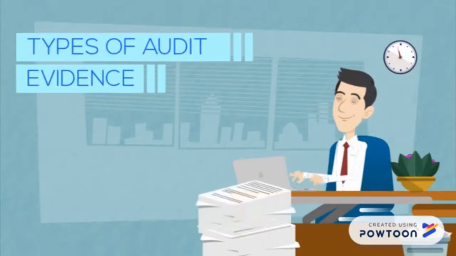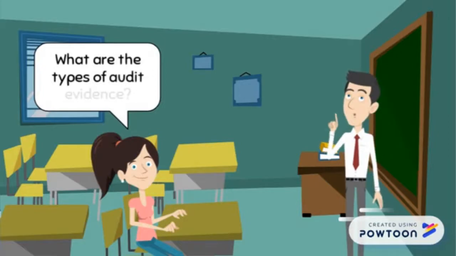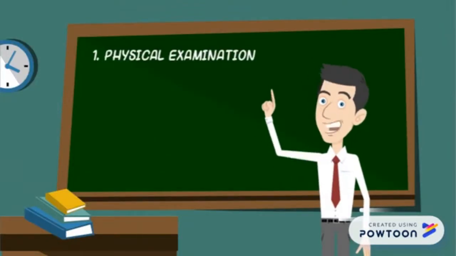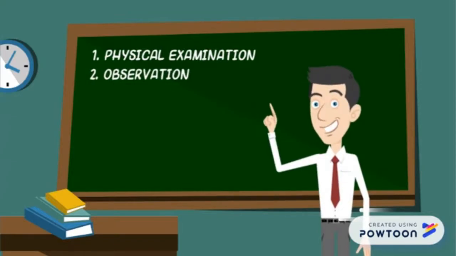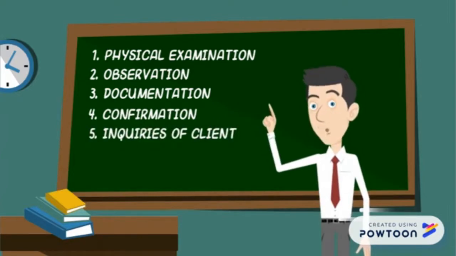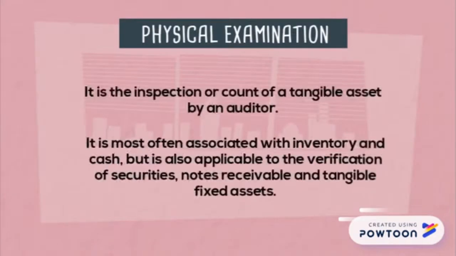Now, let us move to the types of audit evidence. What are the types of audit evidence? There are 7 types of audit evidence: physical examination, observation, documentation, confirmation, inquiries of client, analytical procedures, and reperformance. Firstly, I will explain physical examination.